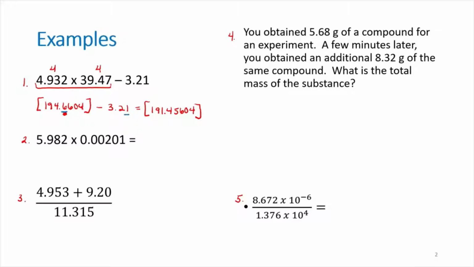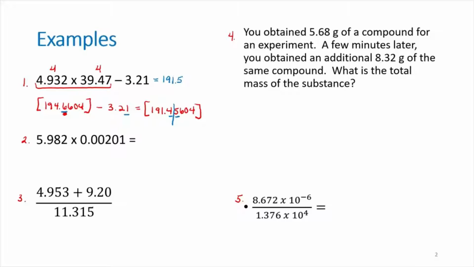We need to limit our sig figs to the least precise measurement, which will be the tens place. So we need to round our number to here. So our final number here will be rounded to 191.5. If you have 5 or higher for the number you're getting rid of, the first number to the right of the number you're going to end up keeping, you're going to round up. So we round this up to 191.5.